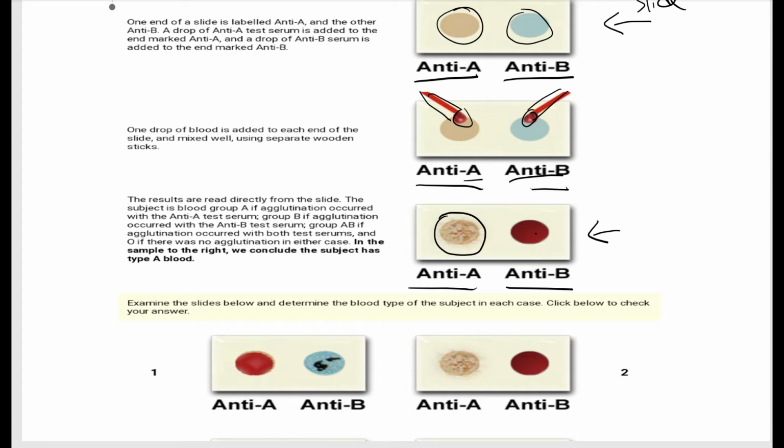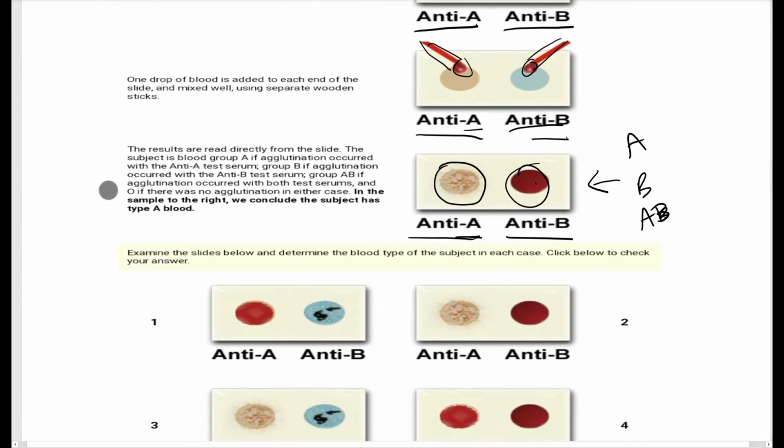So in this case, we can see agglutination happening within antigen A. That tells us already, it's very straightforward and easy. If agglutination takes place with antigen A, then its blood group type is A. But if it happens with B, then it's B. And if it happens with both, then it's AB.